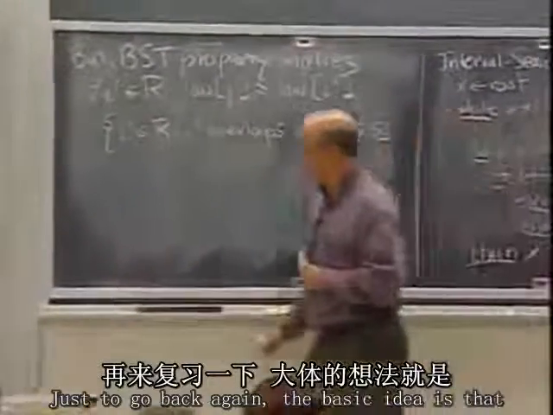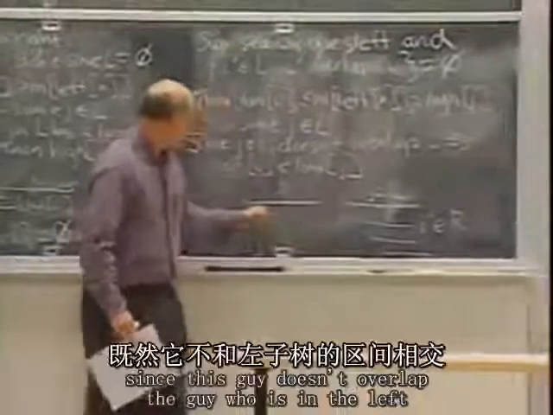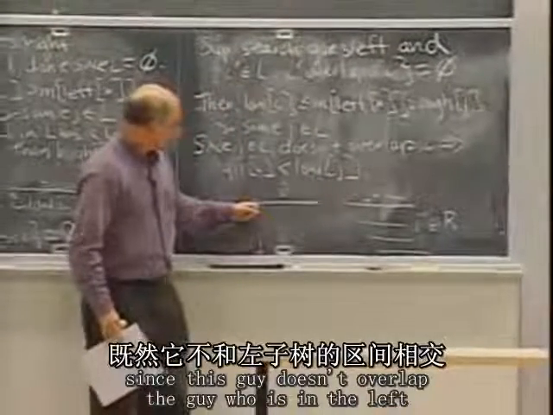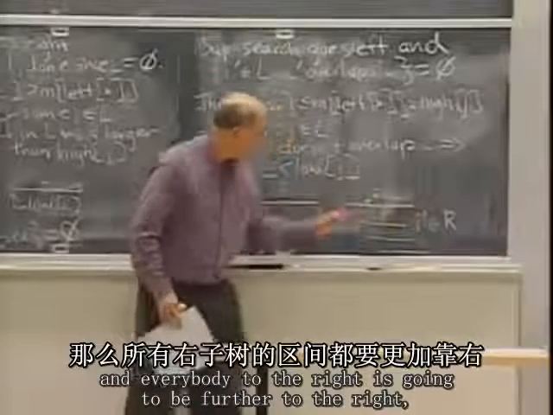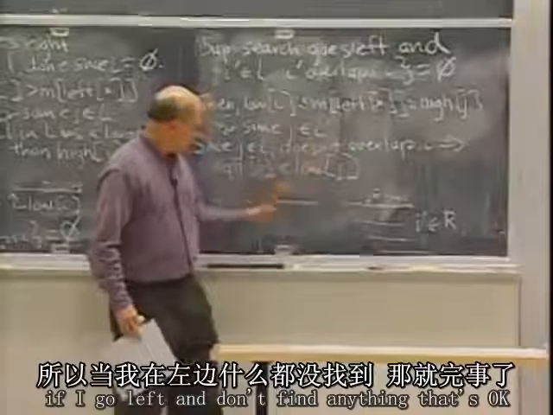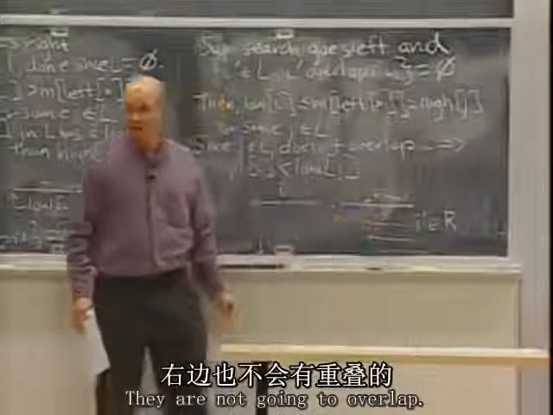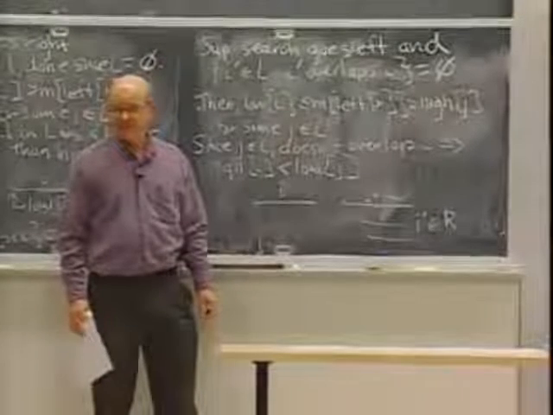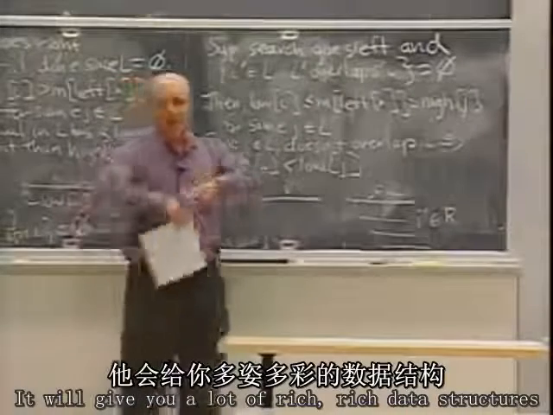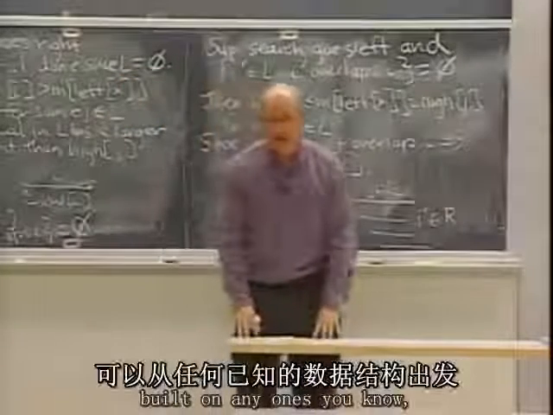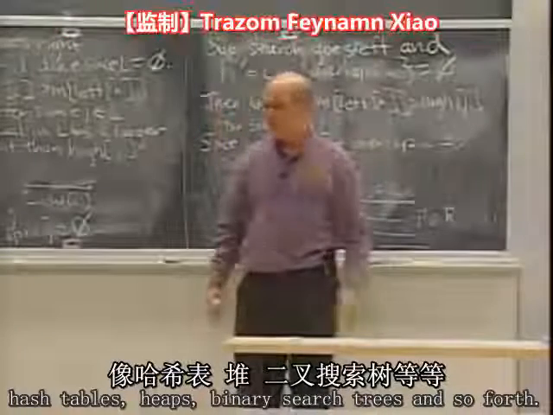So just to go back again, the basic idea is that since this guy doesn't overlap the guy who's in the left, and everybody in the right is going to be further to the right, if I go left and don't find anything, that's okay, because I'm not going to find anything over here anyway. They're not going to overlap. So data structure augmentation, great stuff. It gives you a lot of rich data structures built on any ones: hash tables, heaps, binary search trees, and so forth.